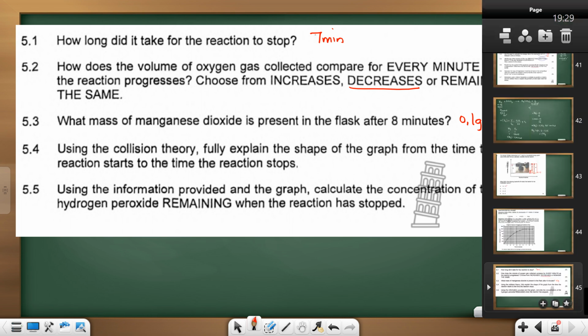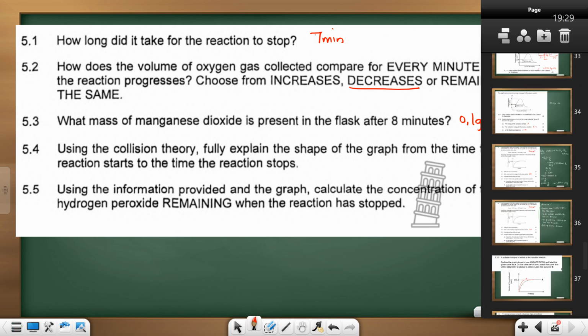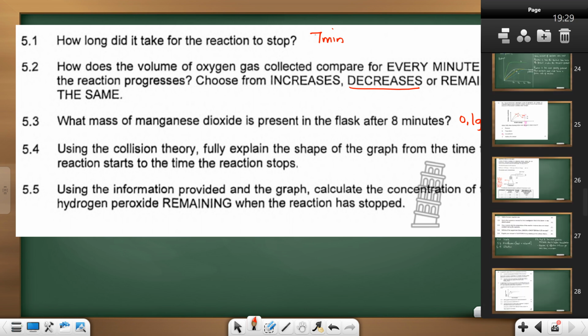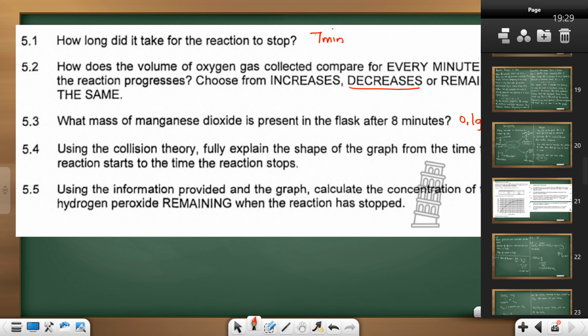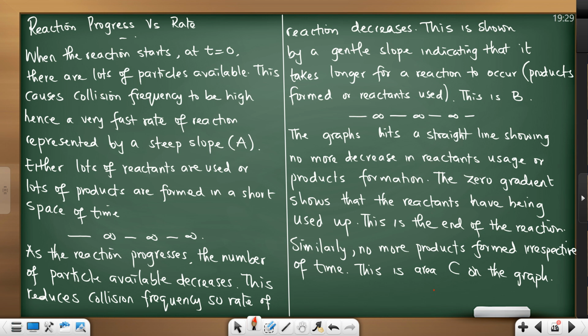Guys, can I go back? I want to show you what this answer is. It's in your note. And I've gone there today. We are explaining the shape. Okay, it's too detailed. It's only 4 points that you need. But I wanted to read the story. When the reaction starts at t equals 0, there are a lot of particles available. I need that statement. So that's 1 mark.